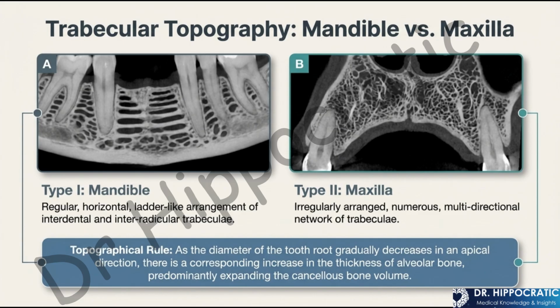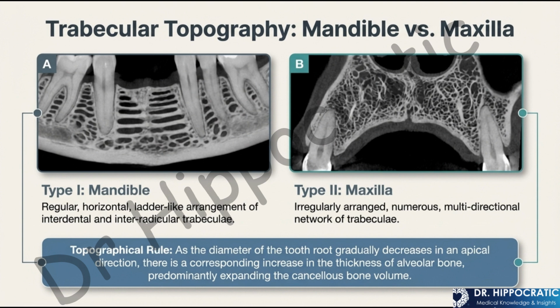But regardless of whether it's upper or lower, there is a crucial topographical rule that governs both jaws, right? Yes. This is the rule about how the bone compensates for the shape of the tooth root. Right, so as the root gets narrower, as it goes deeper into the gums toward the apical direction, the surrounding alveolar bone actually gets thicker. The bone has to fill the void.